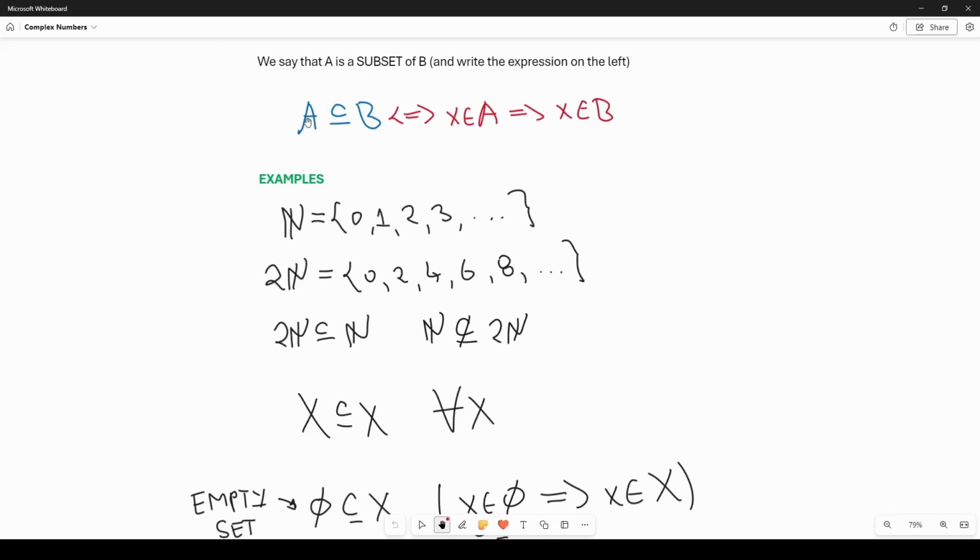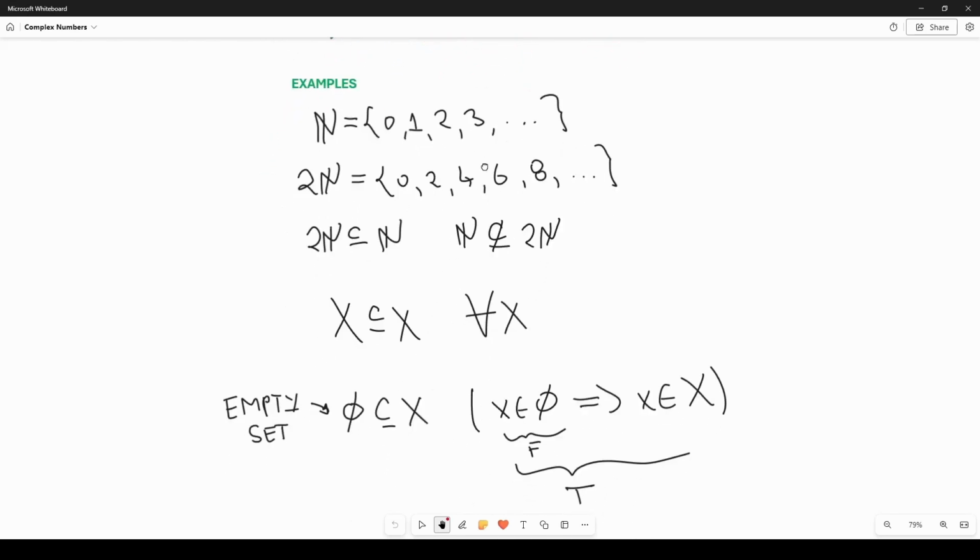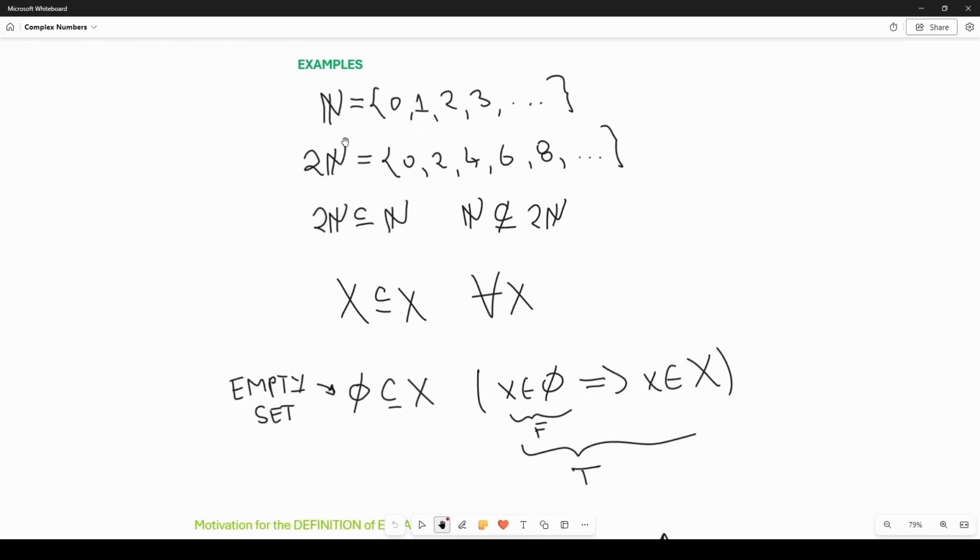We say that A is a subset of B if and only if this implication is true. So if this implication is true, if I take an element x belonging to A, then I can safely conclude that x also belongs to B. So this is what it means for A to be a subset of B. It is for this implication to hold. So here are some examples.